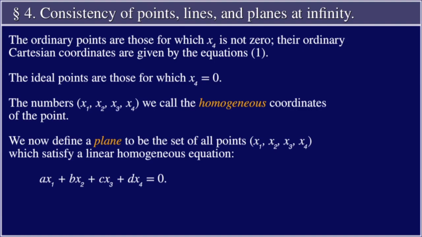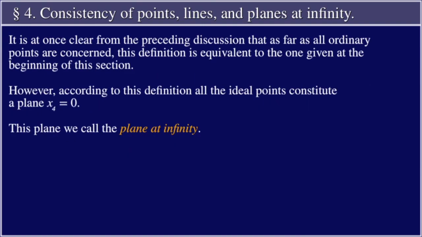of the point. We now define a plane to be the set of all points x sub 1, x sub 2, x sub 3, x sub 4 which satisfy a linear homogeneous equation a x sub 1 plus b x sub 2 plus c x sub 3 plus d x sub 4 is equal to 0. It is at once clear from the preceding discussion that as far as all ordinary points are concerned, this definition is equivalent to the one given at the beginning of this section. However, according to this definition, all the ideal points constitute a plane x sub 4 equal to 0. This plane we call the plane at infinity.